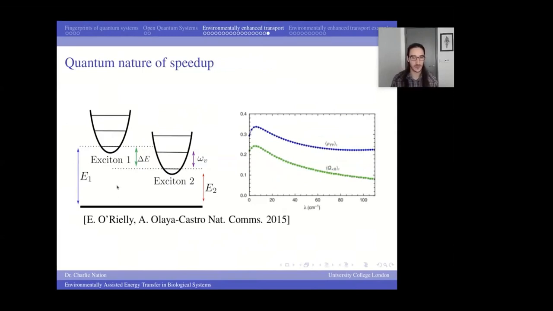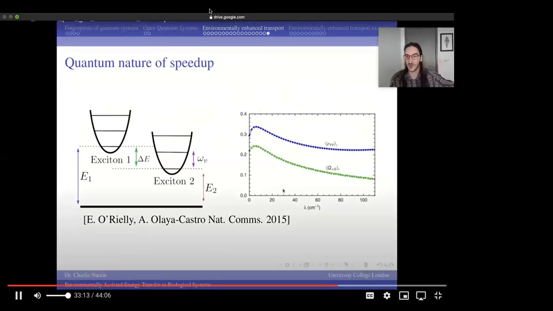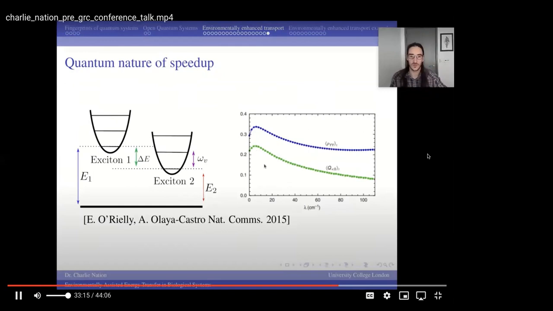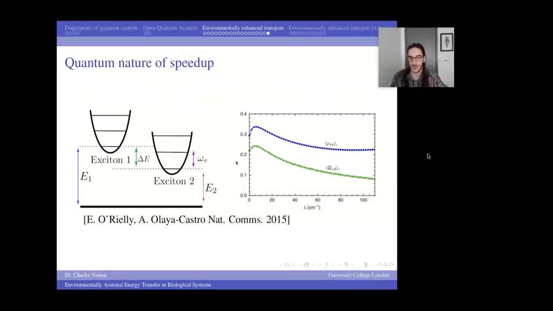So this model was studied in this paper by O'Reilly and Alea Castro, and they showed that this probability to get to the final state, so the long time value of the final state of the transport, was also intimately related to a measure of quantumness, which is in this green here.